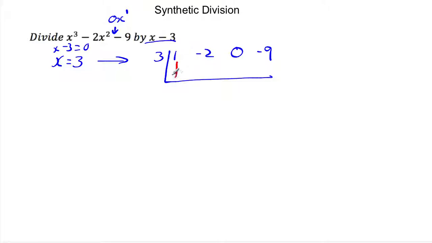And so what we do is we bring down the 1 first and put it outside. And then we do 3 times 1, which is 3. And we bring that up here. And all of these columns we add. So negative 2 plus 3 is 1. We multiply by the outside again, so 3 times 1 is 3. We add, so this is 3 plus 0, which is 3. 3 times 3 is 9, and negative 9 plus 9 is 0. This last value here, that's going to be the remainder.